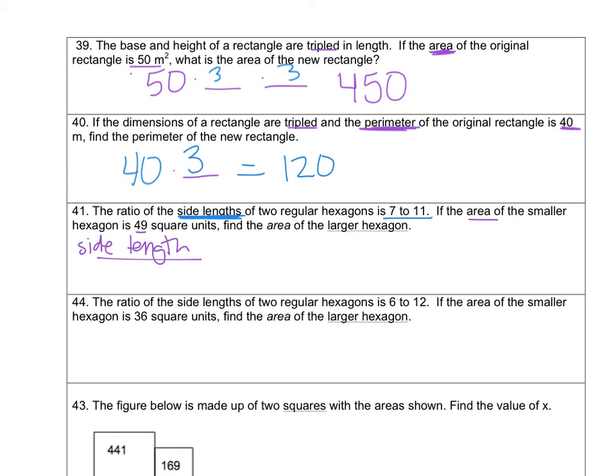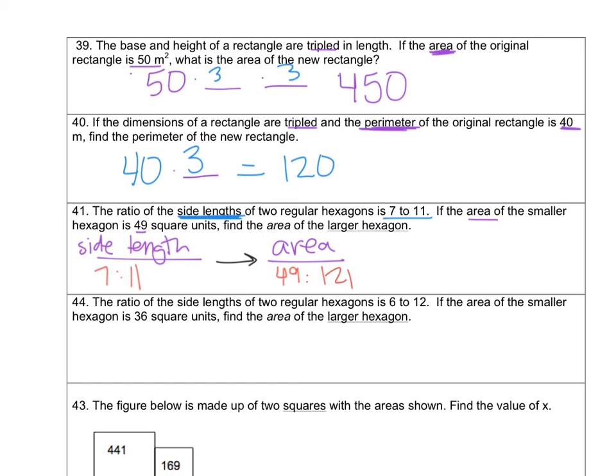All right, that proportion told us that it was 7 to 11. Okay, if we're trying to get to the area, remember the side length and the perimeter, those are going to have the same ratio. If you're trying to go to area, you're just squaring your numbers. So take 7 first, square that. 7 squared is 49. And then take 11 and square that. 11 times 11 is 121.